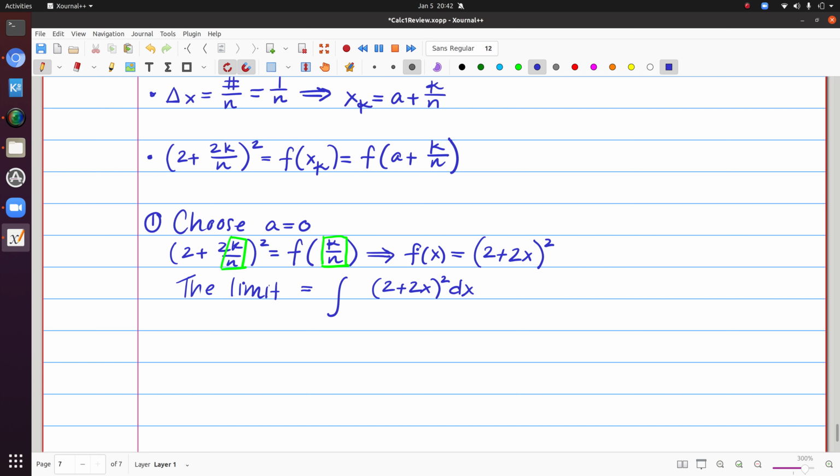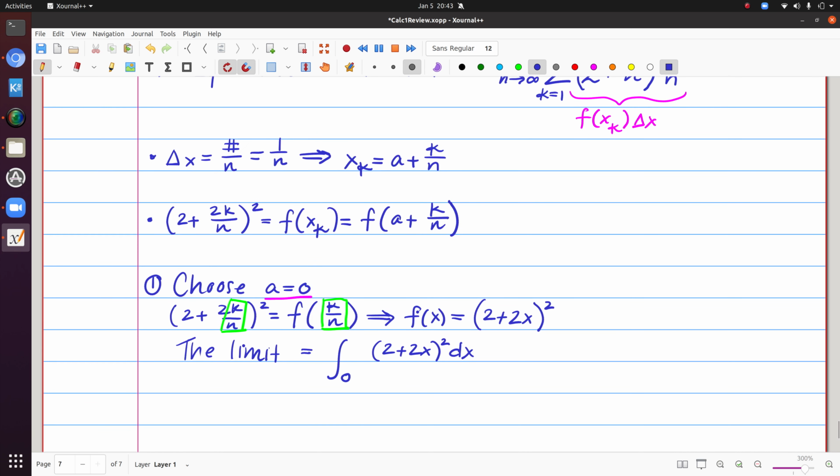And in particular, we now want to find what the bounds are. Well, notice that we chose a to be 0. So that's playing this role. Well, how do we find b? Remember that delta x as the numerator always has b minus a. So b minus a is 1. We know a is 0, so b has to be 1.